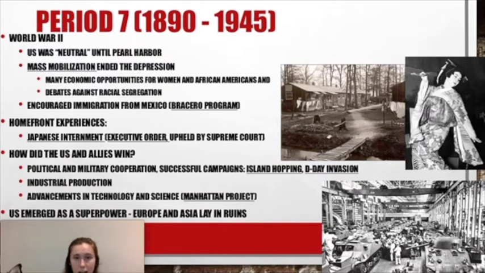Another big reason is going to be the American technology and science that is developed. You guys, we talked about the Manhattan Project and the building and the dropping and the usage of nuclear warfare, the first time ever in world history that we see this, which is going to be that final push to ending the war in the Pacific theater.